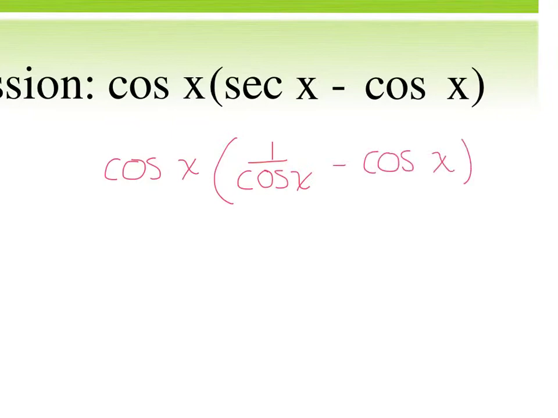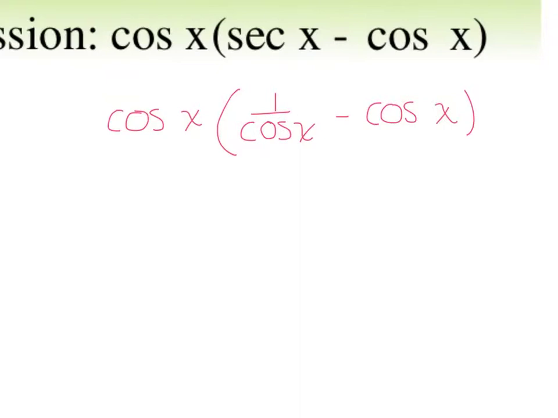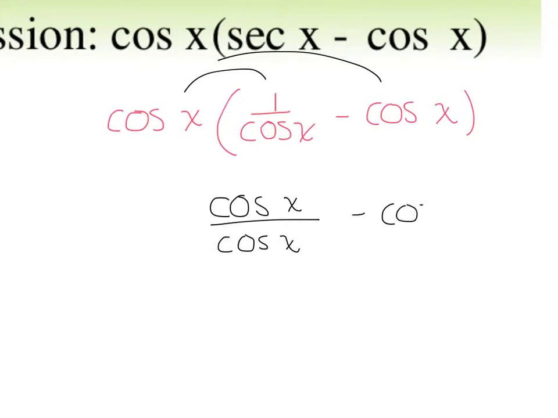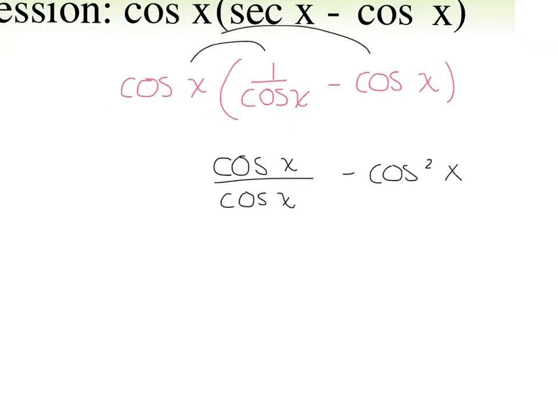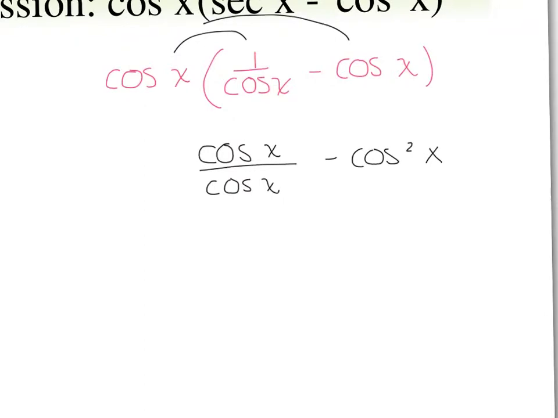And then the next thing I want to do here is distribute that cosine that's on the outside. So I'm going to distribute it to both those terms. And notice that I'm writing each step out. When you're verifying any type of identity, you need to show it step by step because it is a proof. Well, cosine over cosine, that reduces to 1.